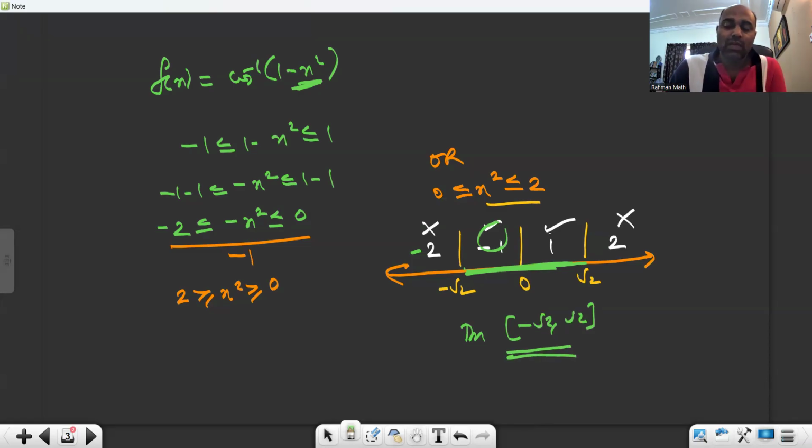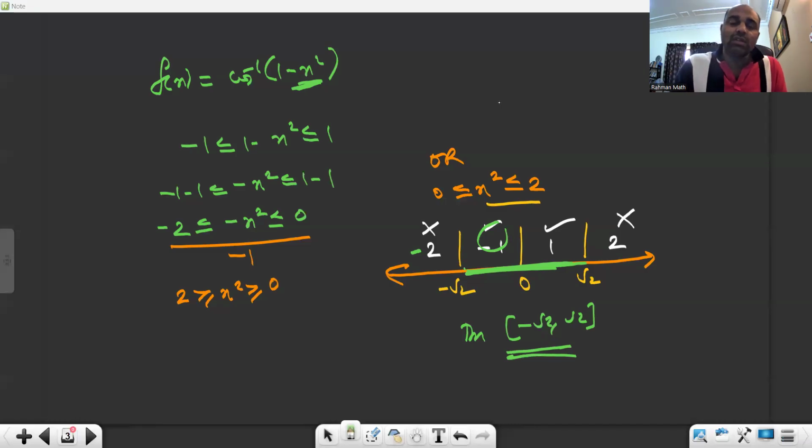By mistake, don't write -1 to 1. Minus √2 to √2. So this is the answer. I hope everyone understood this. This was also asked last year, I think, and the previous year. Next question.